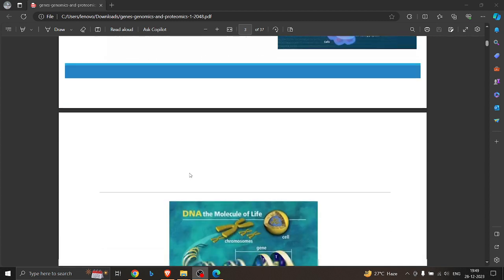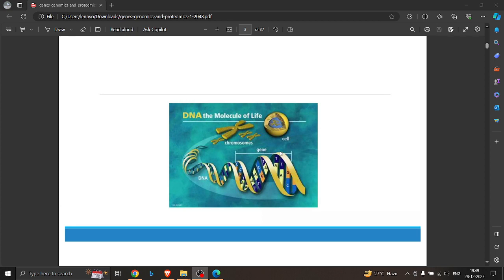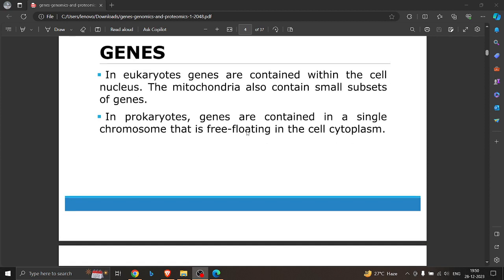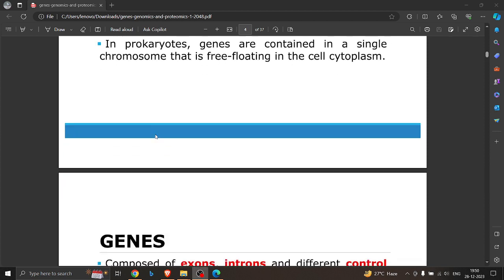We all know that. So this is one kind of an image which shows DNA, the molecule of life, you see here. In eukaryotes, genes are contained within the cell nucleus. The mitochondria also contain small subsets of genes. In prokaryotes, genes are contained in a single chromosome that is free floating in the cell cytoplasm. So these are the genes which are present in eukaryotes and in prokaryotes.